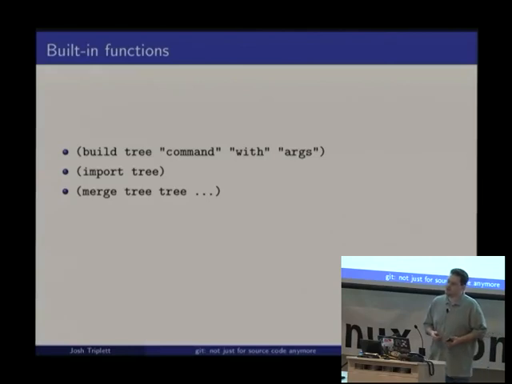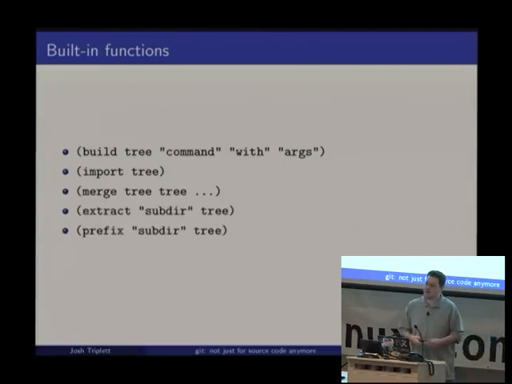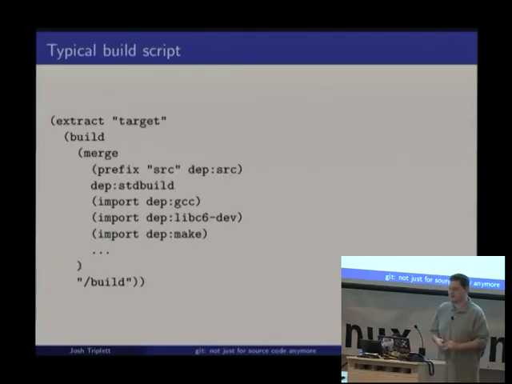You can merge trees, so you take an arbitrary number of trees and you combine them together, and if there's ever a merge conflict of any kind, other than these files are identical in both, so I put them together, then it just stops and fails. Or you can extract a subdirectory or add a prefix to a subdirectory. So this is really handy when you're doing builds because you want to pull out wherever you put your build result.